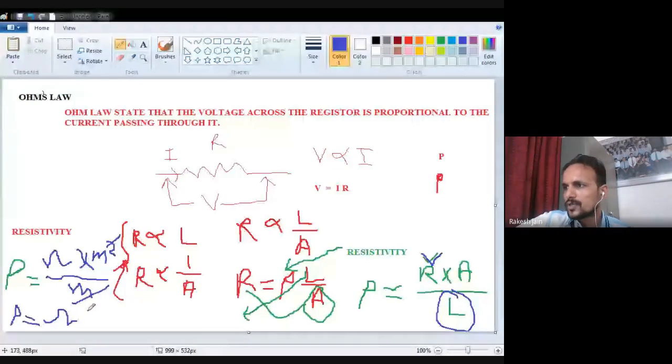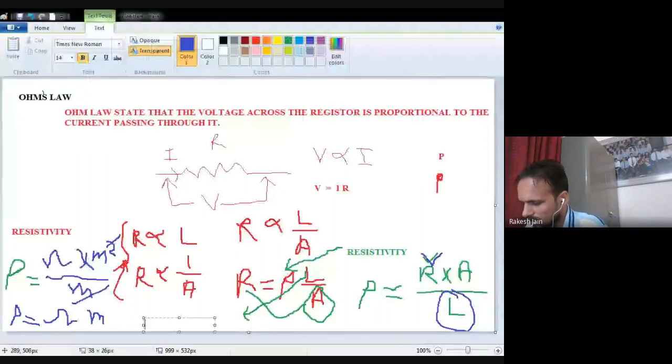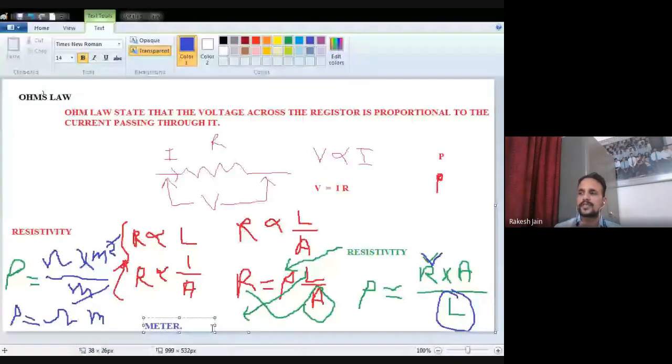So what is the unit of this resistivity? Ohm meter. I just write down here, unit of resistivity is ohm meter.